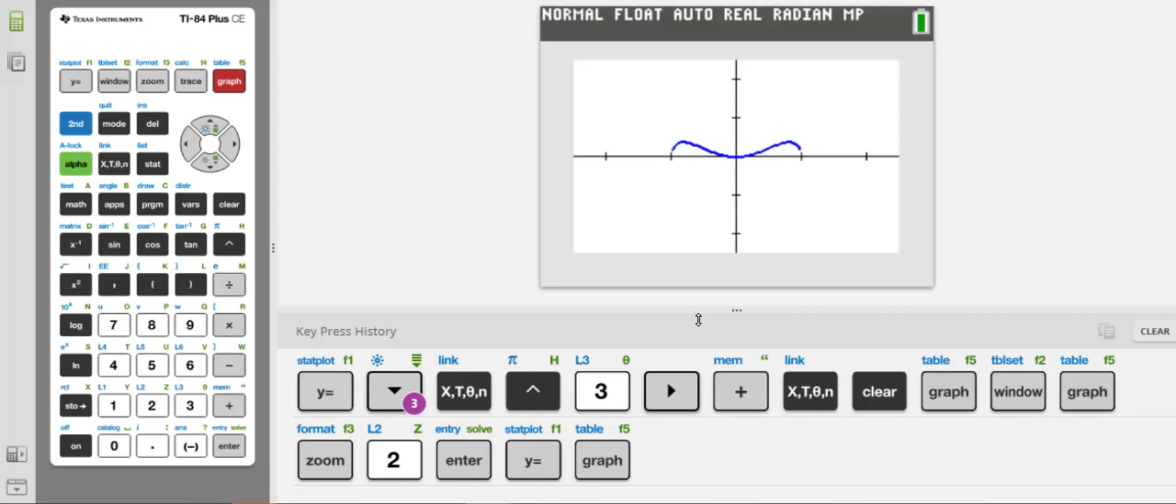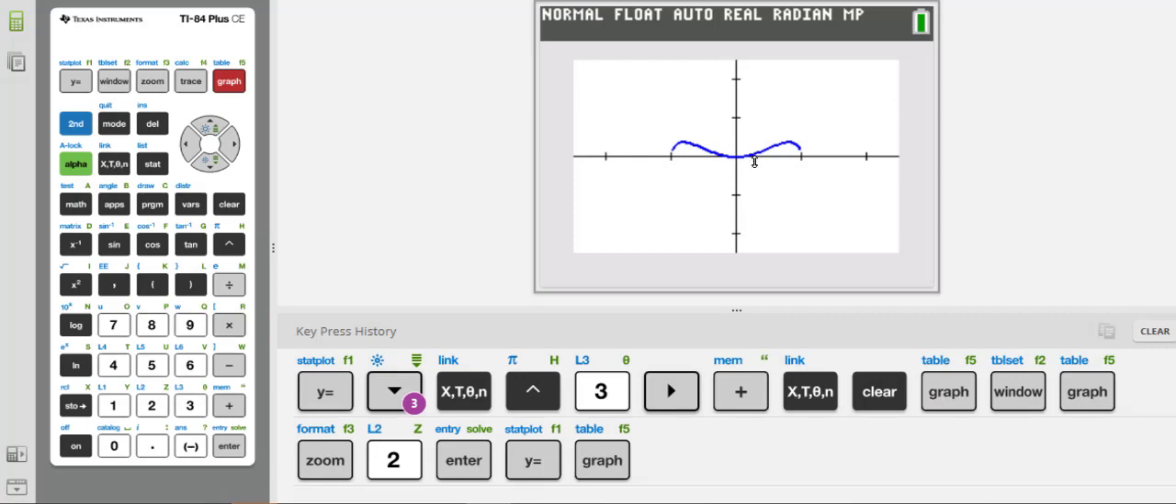Okay? Remember, we said that this function was an even function. This was part A. This function, being even, should have y-axis symmetry, meaning if I fold it along the y-axis, I get the same picture. And we do see that here.